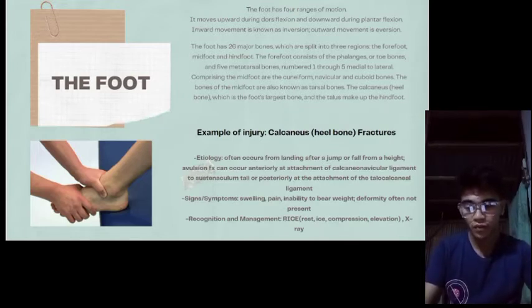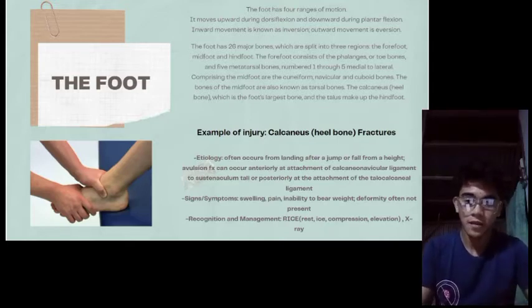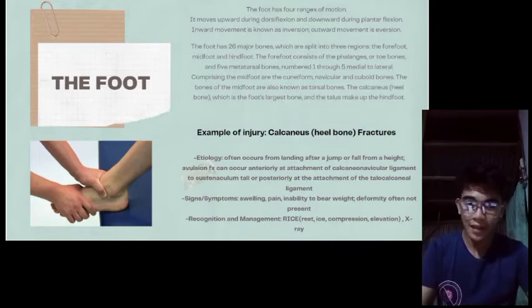It can be a painful and disabling injury. This type of fracture commonly occurs during a high-energy event such as a car crash or a fall from a ladder. When the heel is crushed under the weight of the body, the heel can widen, shorten, and become deformed. Signs and symptoms: swelling, pain, inability to bear weight, deformity often not present. Recognition and management: RICE, rest, ice, compression, elevation, and x-ray.